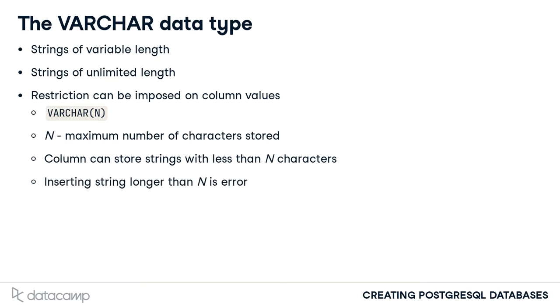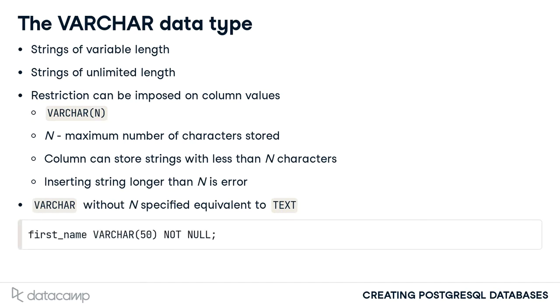Practically speaking, a column declared as varchar without specifying the character maximum n is equivalent to specifying a text column. Varchar(50) was used for an author's first and last name in the introductory example because we want to limit the length of the character sequences in these columns while also allowing the length to vary within these limits.